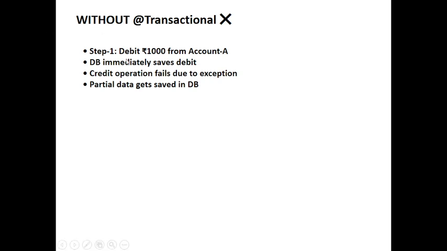So suppose step 1, debit 1000 from account A. This is one step, and after that the DB immediately saves the debit. This is part of the without @Transactional behavior. And the credit operation fails due to an exception, so partial data gets saved into the DB. Here the DB immediately saves the debit, it won't wait for the credit operation. But after saving the debit, the credit operation fails due to some exception. So partial data gets saved into the DB.